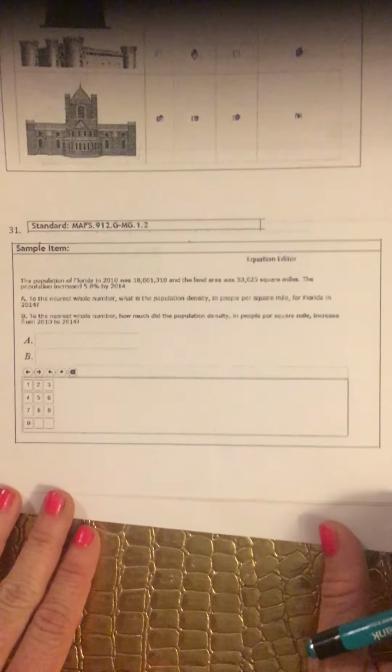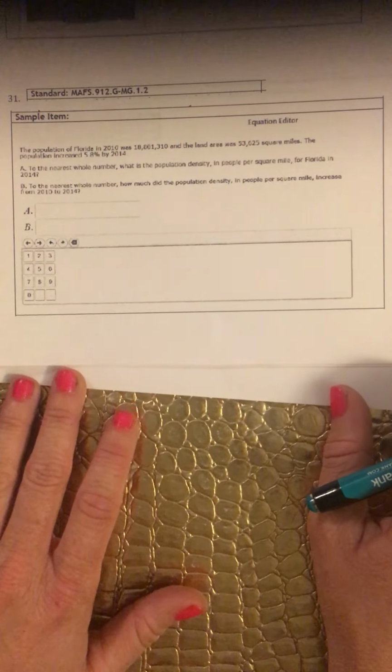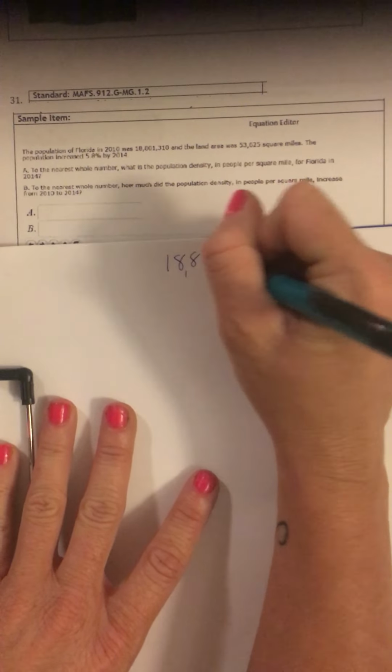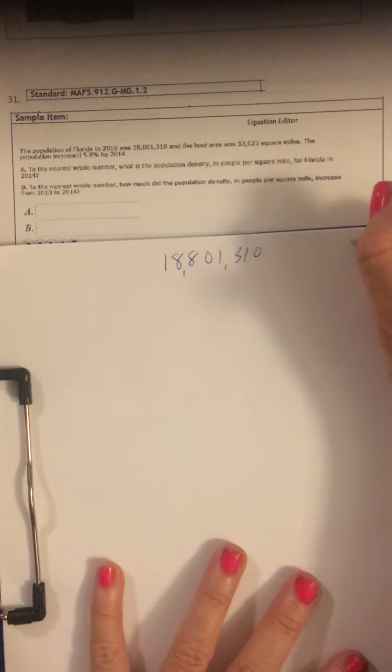All right, the next one, I know this one is going to be tough to read, so just bear with me. Let me slide that up right there. Okay. So this is talking about population density. This says the population in Florida in 2010 was, that's a big number, 18,801,310. And the land area was 53,625 square miles. I hope you guys can see that.